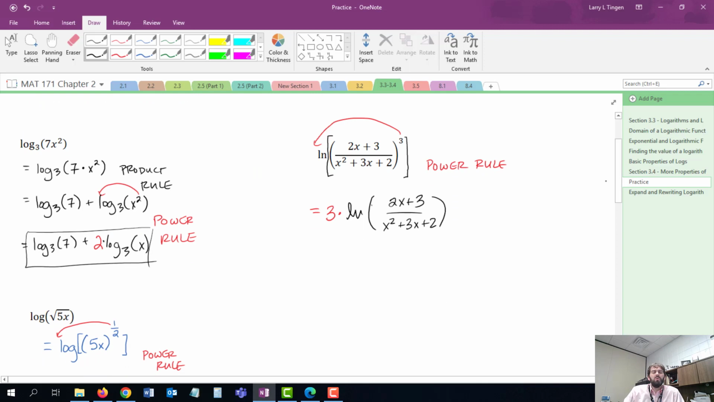What's next? Well, the denominator is a quadratic, so let's deal with that. Does it factor? Let's find out. So I have 3 times the natural log of 2x plus 3 divided by two numbers that multiply to 2 and add to 3. Those exist. That's 2 and 1.